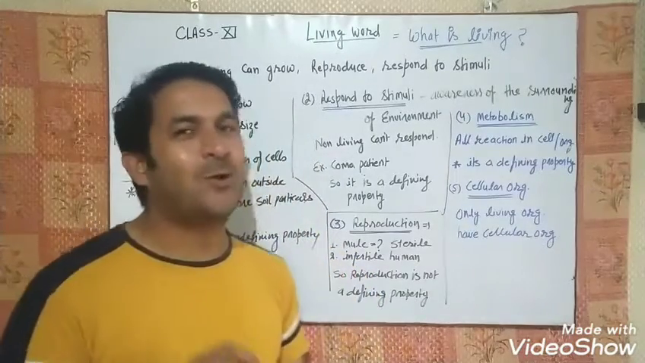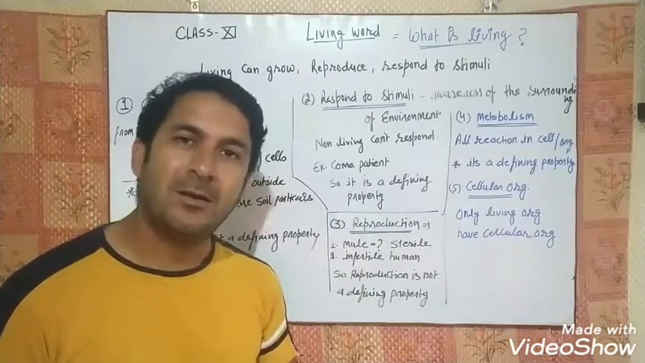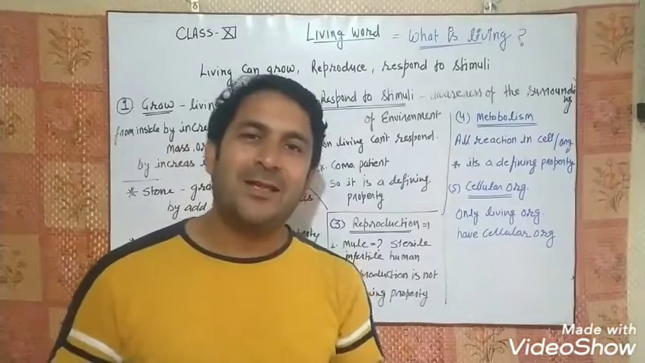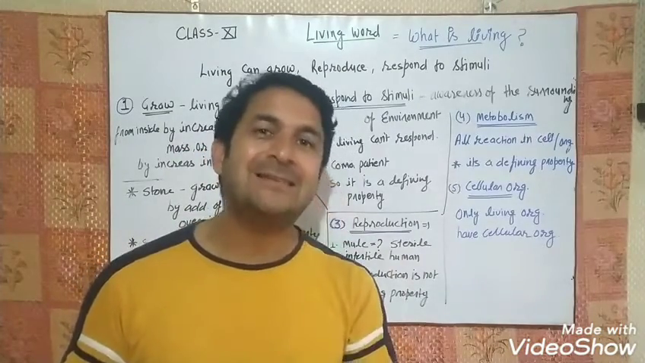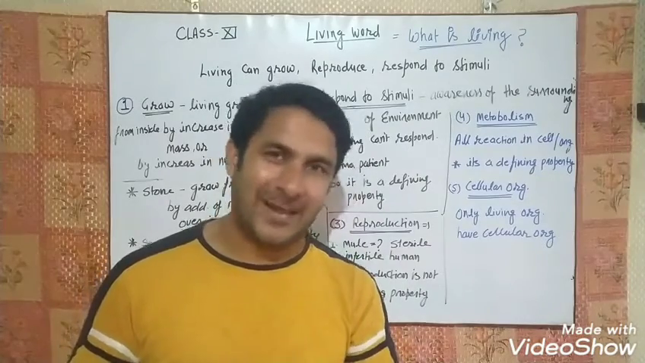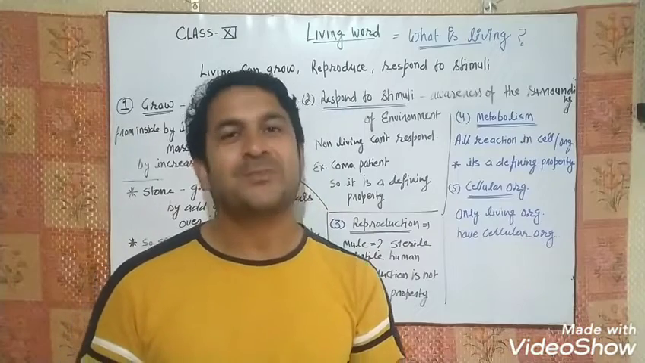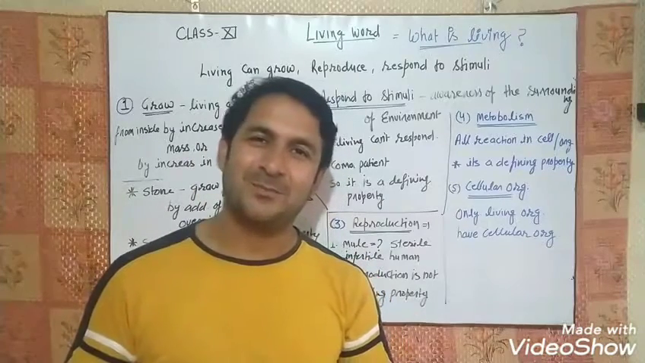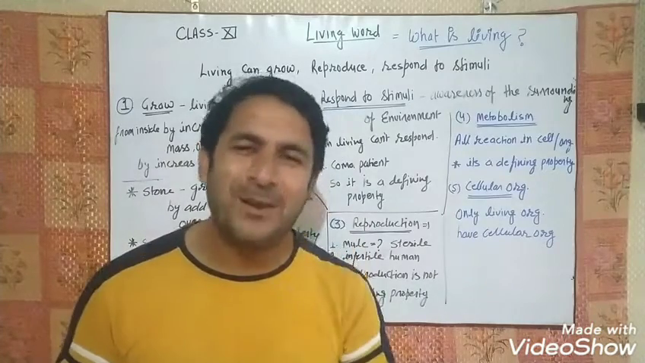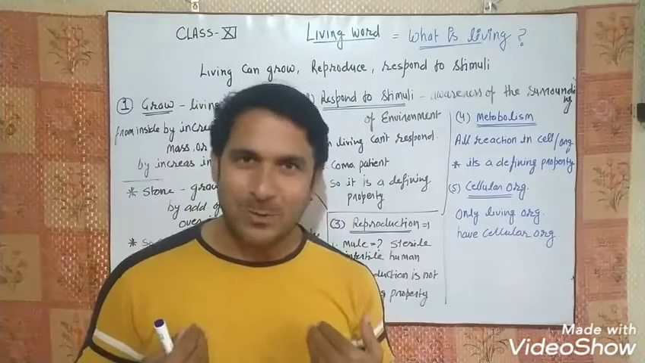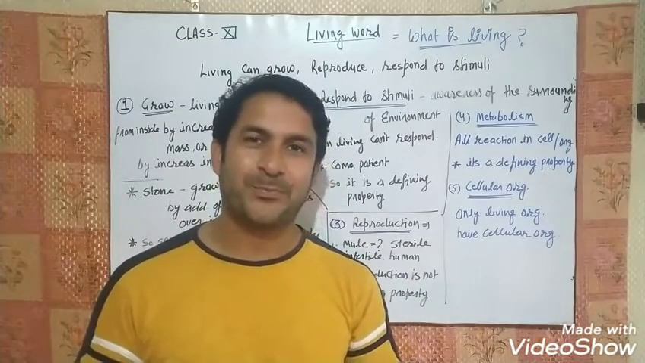I am taking one example here, and that is the mule. Mule is actually a hybrid animal, and by birth it is sterile, meaning infertile. So the mule cannot do reproduction, although the mule is a living organism. Understood? Let's take one more very simple example. We are human beings and we can do reproduction. We are living organisms, right?